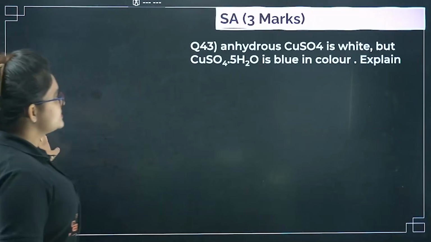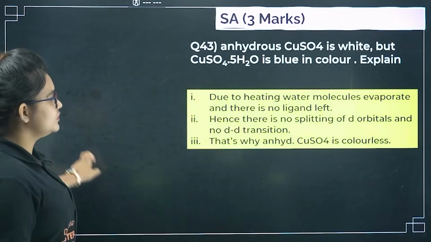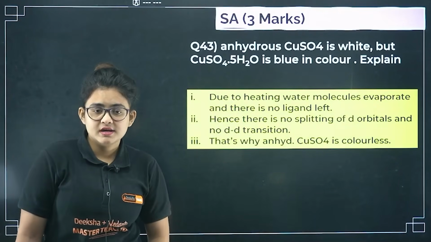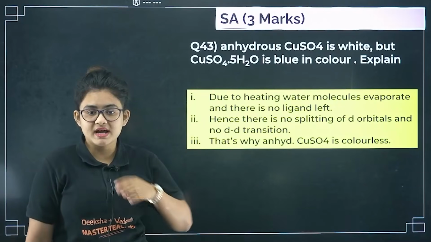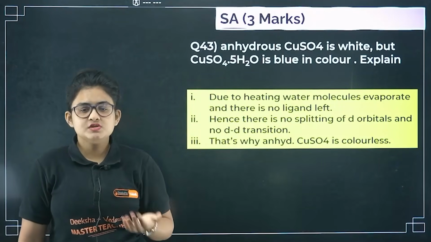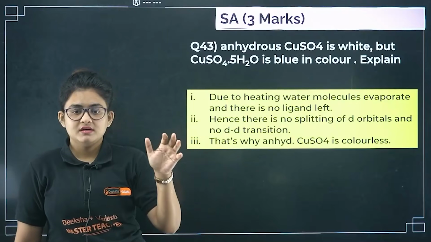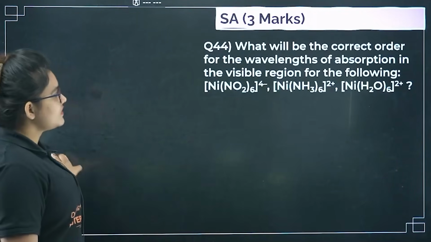Okay, let's proceed. Anhydrous CuSO4 is white, but CuSO4·5H2O is blue in color. Due to the heating, water molecules evaporate from the crystal of CuSO4 and it becomes anhydrous. So there is no splitting in that particular case and no d-d transition, and that's the reason your anhydrous compound is colorless. Let's proceed.